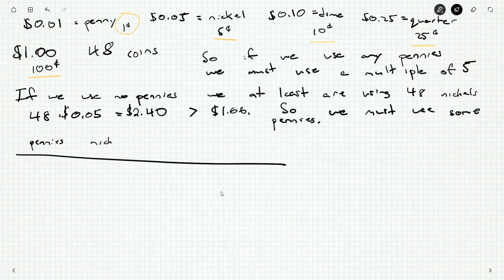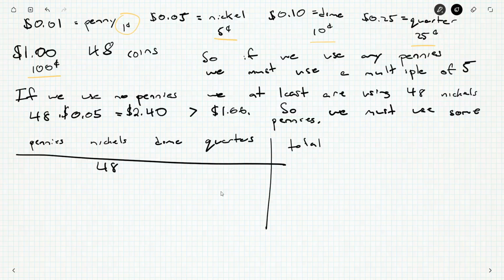So pennies, nickels, we'll add dimes and quarters in case we need them. But if we started with all nickels, what total would we have? Well, we'd have $2.40. Okay, that's not going to work.